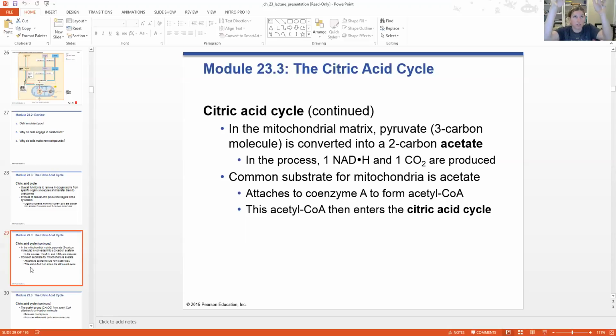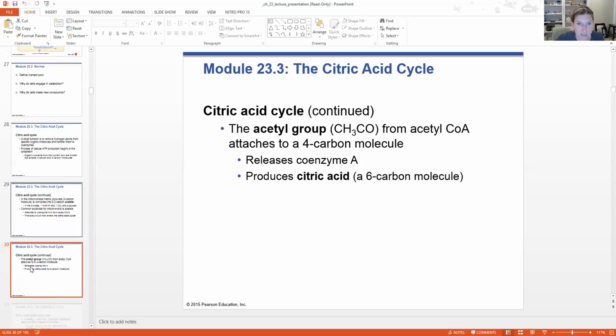You have pyruvate, this 3-carbon compound, converted into a 2-carbon compound, releasing carbon dioxide, creating an NADH, and combining with coenzyme A, creating acetyl-CoA. This acetyl-CoA now enters the citric acid cycle. So everything that I just described, from that 3-carbon to 2-carbon compound, is a kind of half step or mini step before the real action of the citric acid cycle.